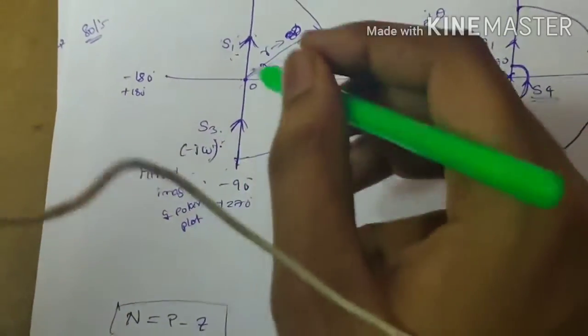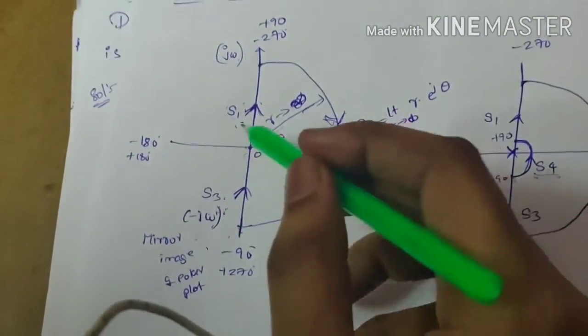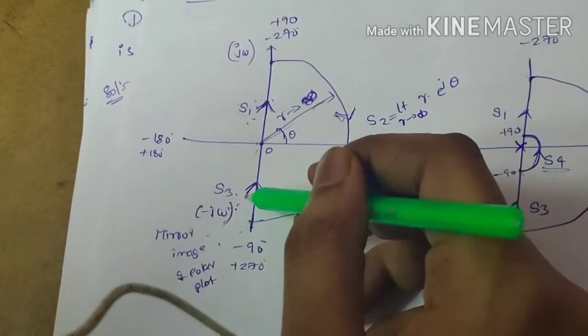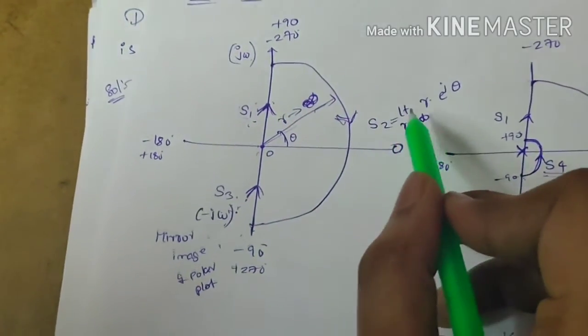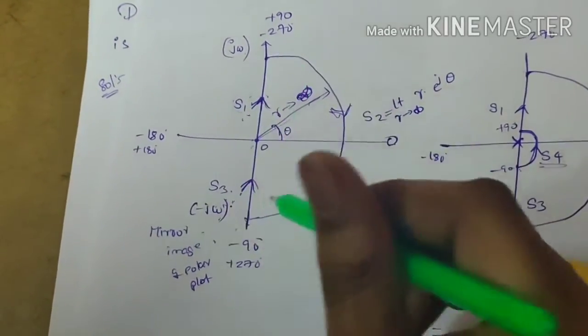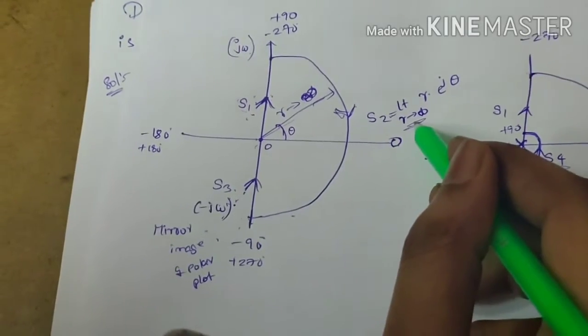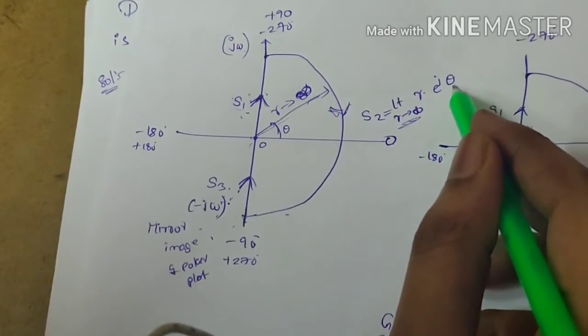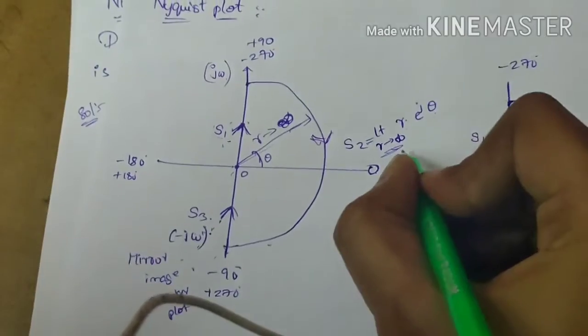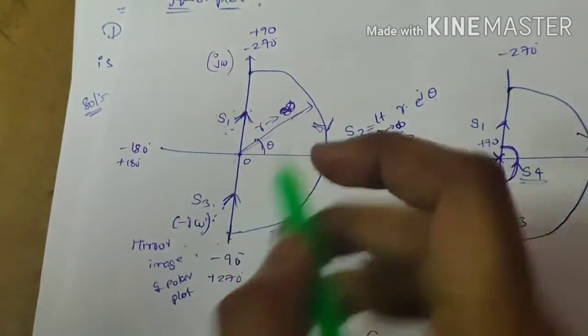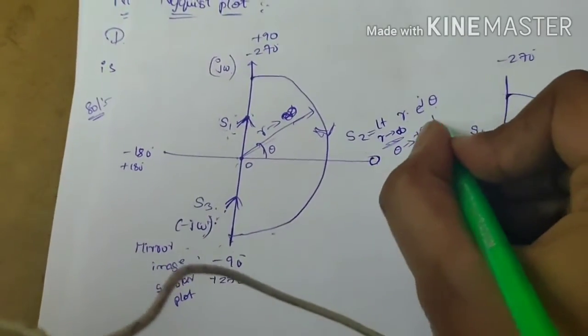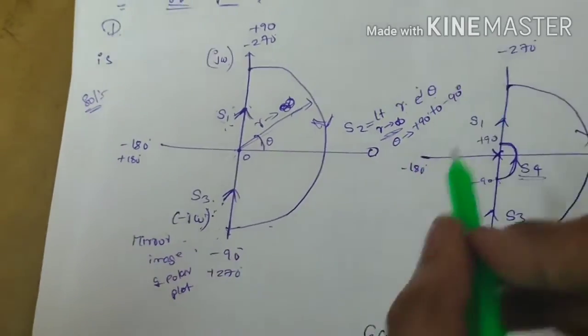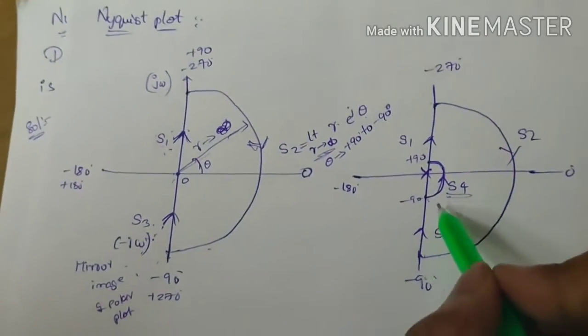While explaining the problems, you can understand that S1 means polar plot, S3 is the mirror image of the polar plot, S2 is traveling from plus 90 to minus 90 with a radius of infinite, where R represents magnitude, theta represents angle. Here tell me where it is varying from plus 90 to minus 90. Now look here, S1, S2, S3.